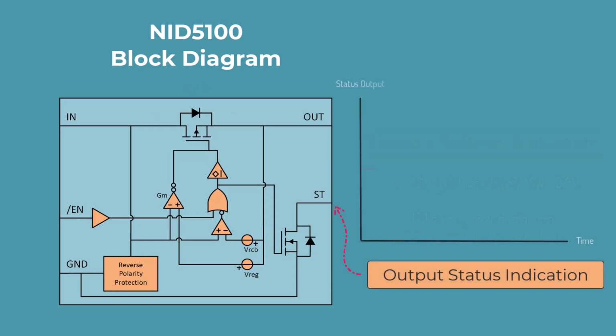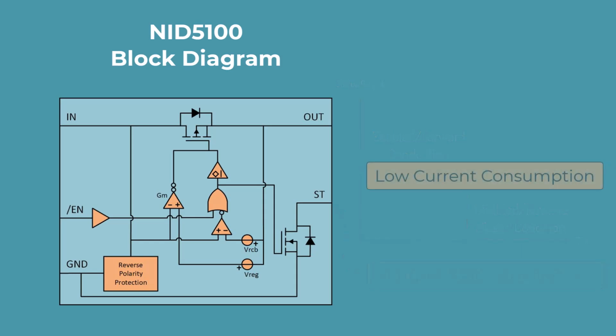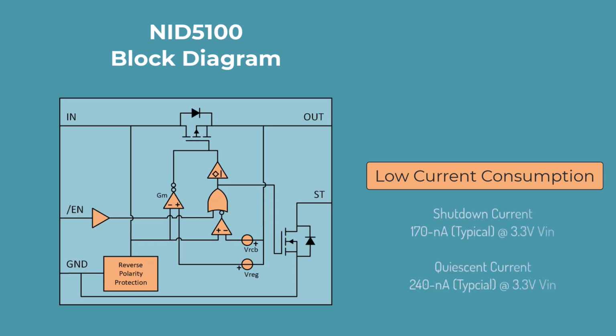This device utilizes an open drain status pin that is high when the NID5100 is enabled and in forward conduction, and low when disabled or in a reverse biased condition. At Vin equals 3.3 volts, the typical shutdown current is 170 nanoamps and the typical quiescent current is 240 nanoamps.